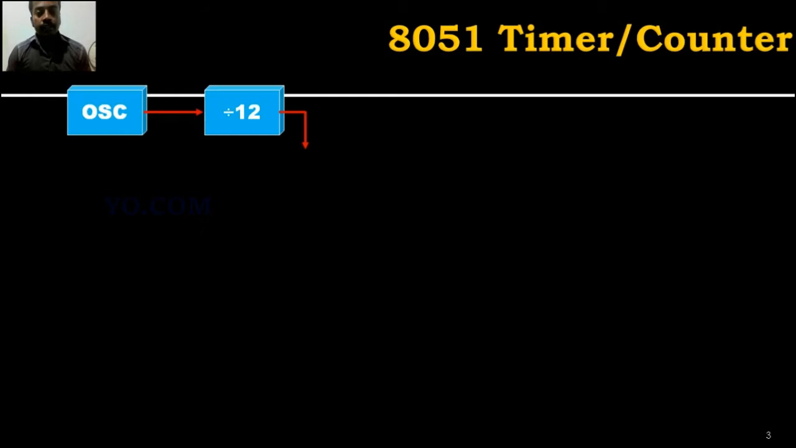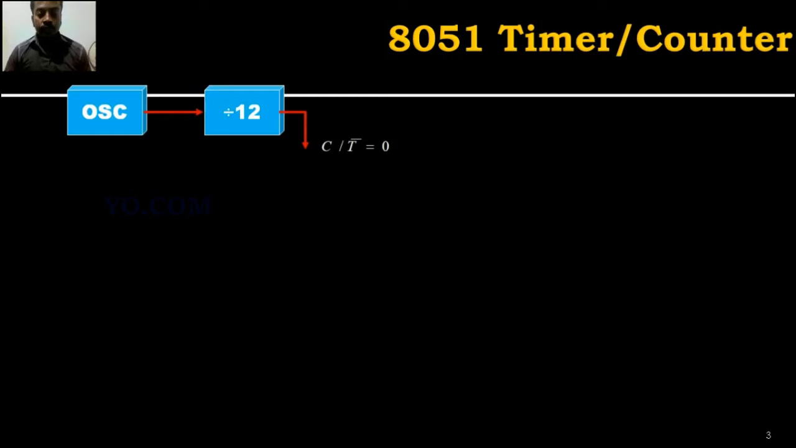The timer has an oscillator, which generates the frequency. The 8051 has a crystal oscillator that generates a frequency. That frequency is given to a divide-by-12 circuit, so the input frequency is divided by 12. For example, if the crystal oscillator frequency is 12 MHz, it is converted into 1 MHz in the timer circuit initially.